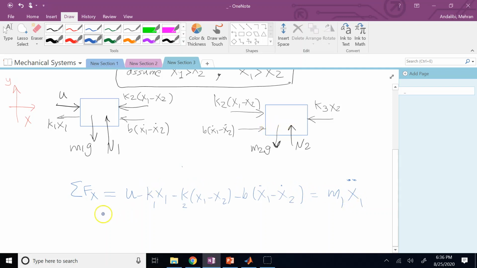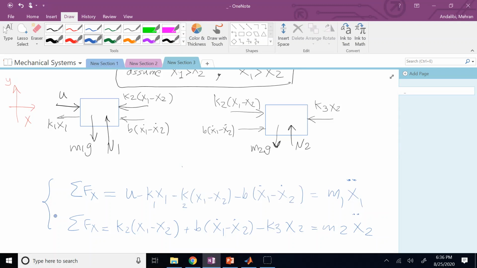For FBD2, I have sum of forces in the X direction is equal to positive K2 (x1 minus x2), positive B times (x1 dot minus x2 dot), and minus K3 times x2. This is equal to mass of the object times acceleration of the object in the x direction. So I have written my governing equations, right?